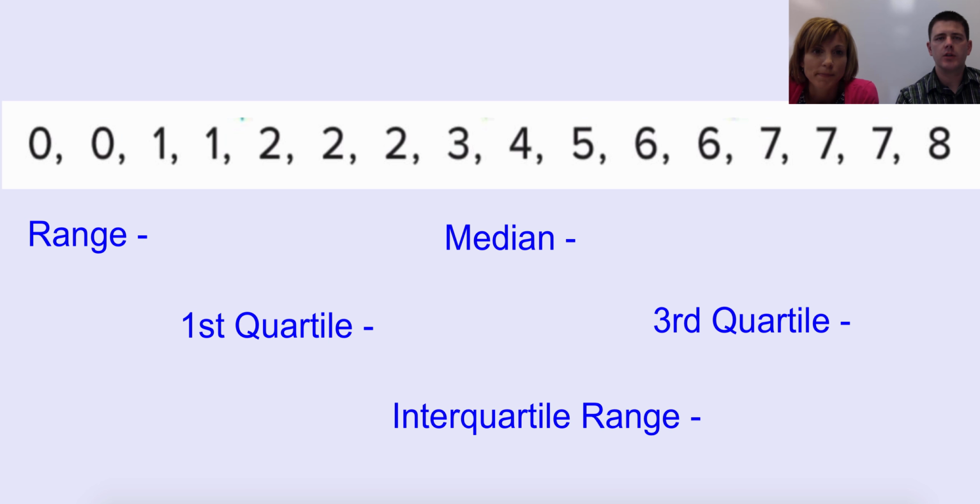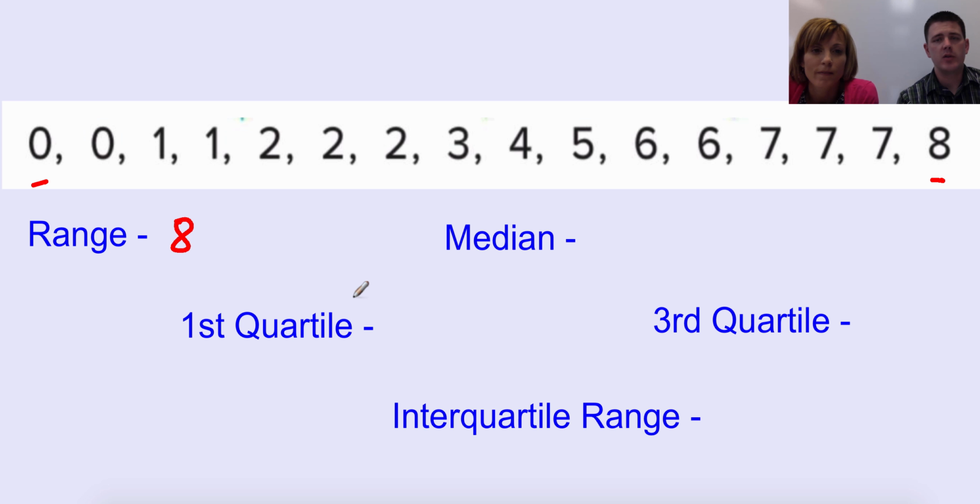All right, so let's try our first example together. The nice part about this one is we've already put the numbers in order. So let's go ahead and find our range. That's our high minus our low. So we have a low of 0, a high of 8. So that's a difference of 8 for a range.